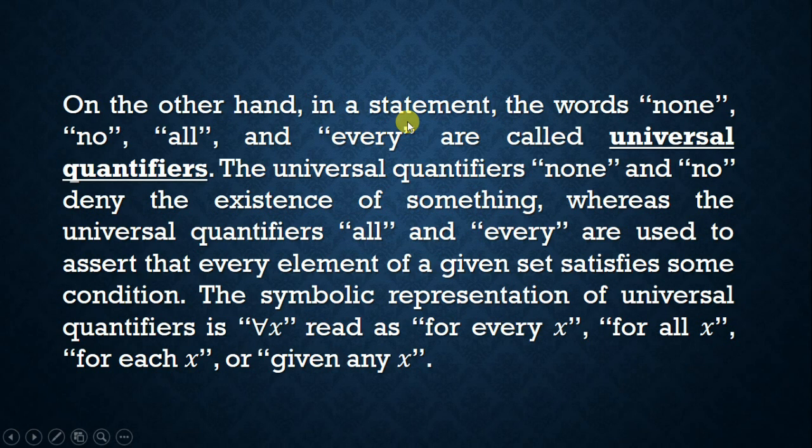On the other hand, in a statement, the words none, no, all, and every are called universal quantifiers. The universal quantifiers none and no deny the existence of something, whereas the universal quantifiers all and every are used to assert that every element of a given set satisfies some condition. The symbolic representation of the universal quantifier is this one, to be read as "for every x," "for all x," "for each x," or "given any x."